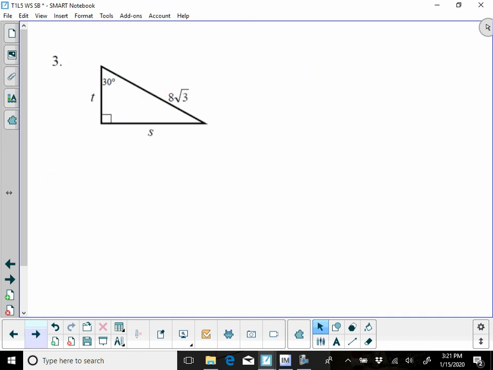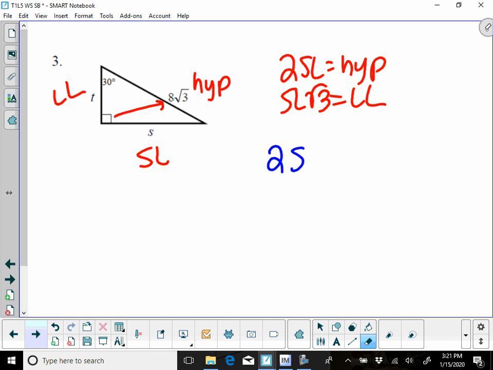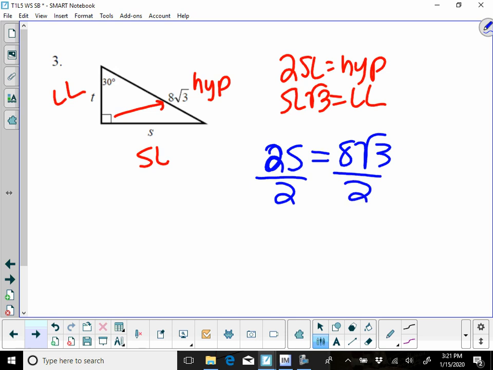All right, number 3. This time they gave us the hypotenuse. All right, 30 is here, so this makes this a short leg and this the long leg. So again, twice the short leg is the hypotenuse. Short leg times square root of 3 is the long leg length. Okay, so the first thing we're going to do is plug in. We were given the hypotenuse, so 2 times the short leg, which is, oh, it is S. So 2 times S equals 8 square root of 3. So we're going to divide by 2, and S equals 4 square root of 3.